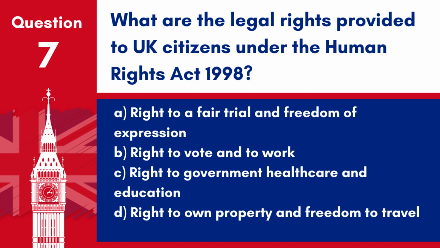Question 7. What are the legal rights provided to UK citizens under the Human Rights Act 1998? A. Right to a fair trial and freedom of expression. B. Right to vote and to work. C. Right to government healthcare and education. D. Right to own property and freedom to travel.